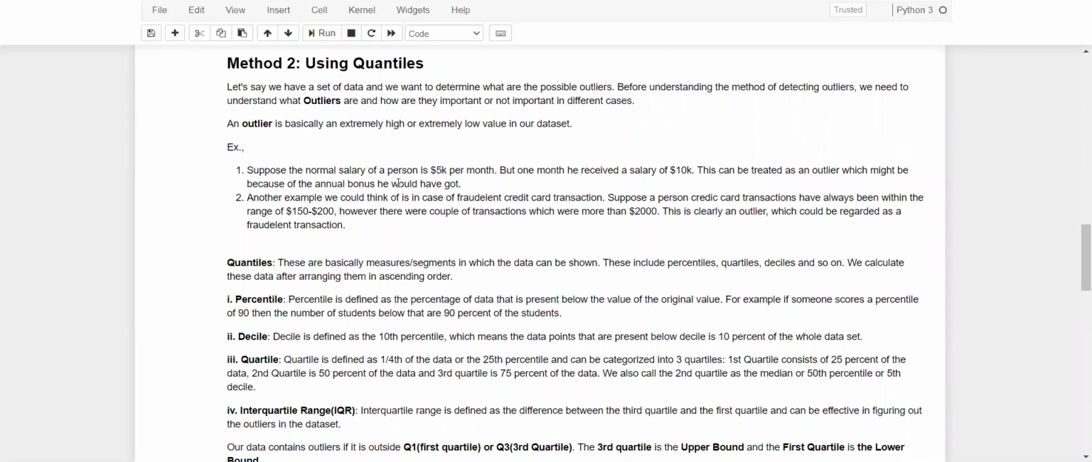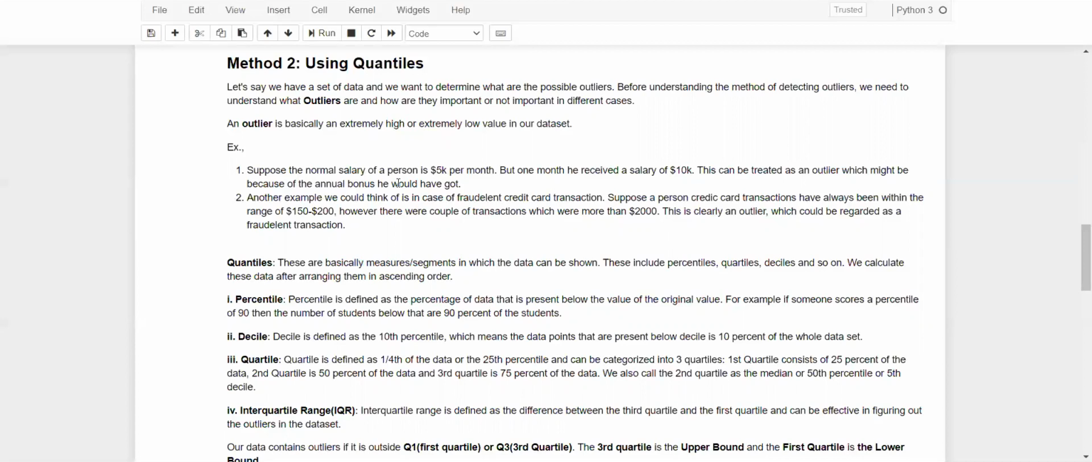Suppose I'm taking an example where the normal monthly salary of a person is $5,000 per month, and this can be seen as a normal thing, right? And then suppose he gets a salary of $10,000 in a particular month, which doesn't seem right, or which can be a spike in the whole normal distribution. So what this means is this can be an outlier. However, we can think of it as a bonus that he got at the end of a year or something like that. But still, if you think of it as data, then it is a spike in the whole distribution, and it can be considered as an outlier.